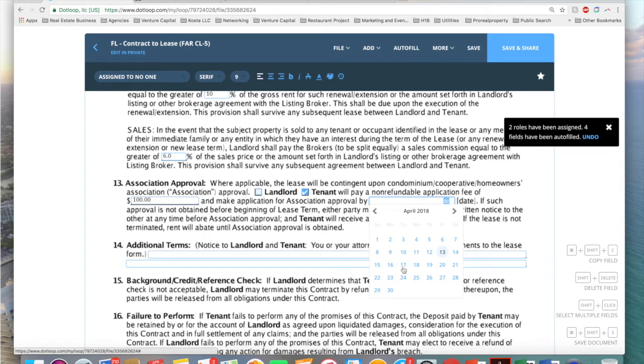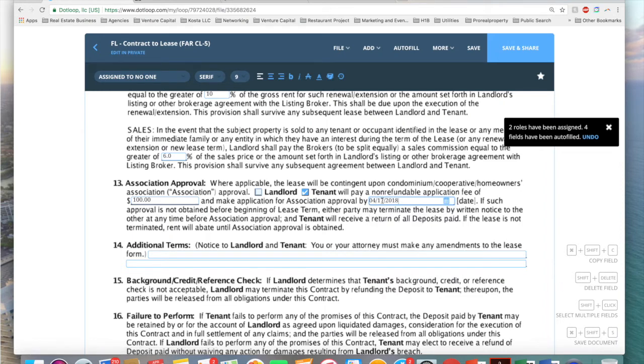So let's specify by Tuesday, April 17th. If such approval is not obtained before the beginning of the lease term, either party may terminate the lease by written notice to the other at any time before association approval, and the tenant will receive a return of all deposits paid. If the lease is not terminated, rent will be abated until association approval is obtained.